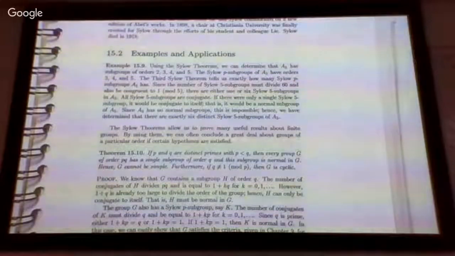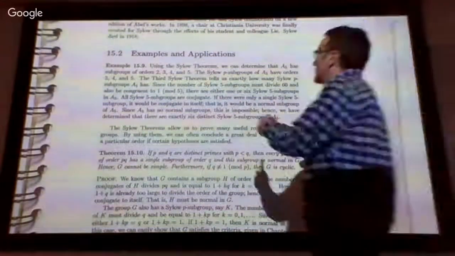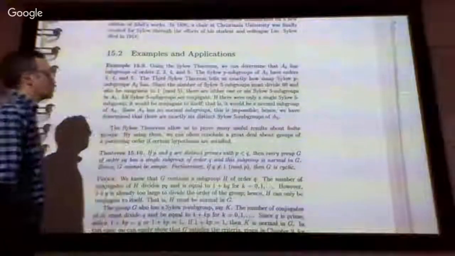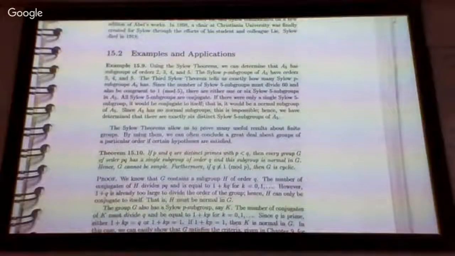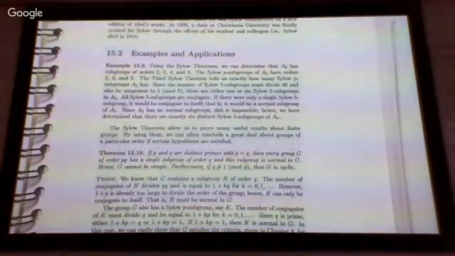Nothing else. So only 1 or 6. So I think these are the ones. So the number K5 is either 1 or 6, the number of Sylow 5 subgroups. And we know that all Sylow 5 subgroups are conjugate. That's from the second theorem.